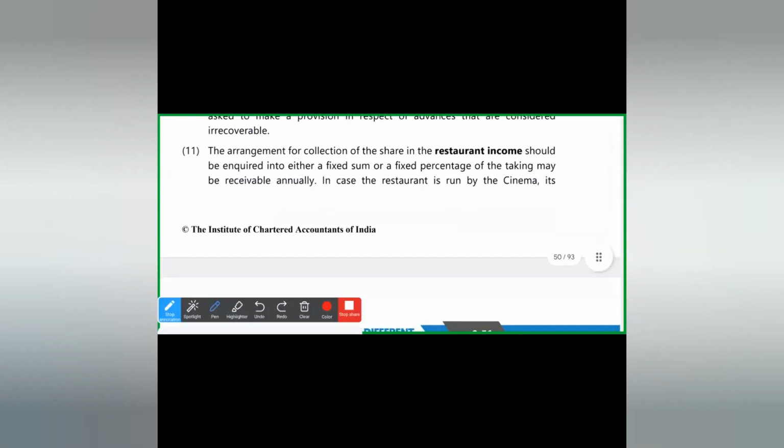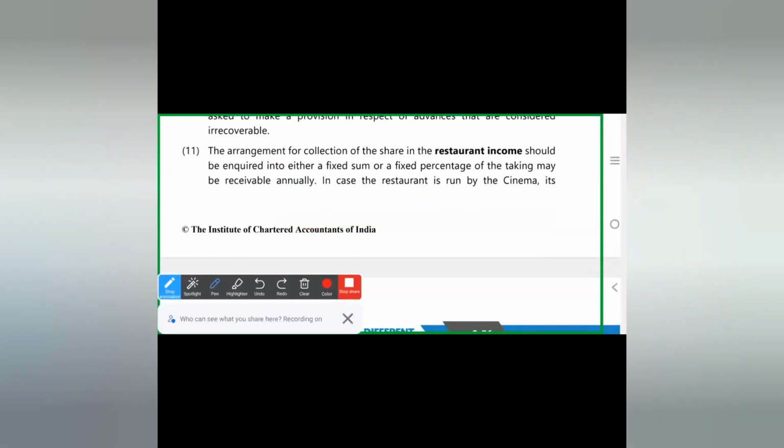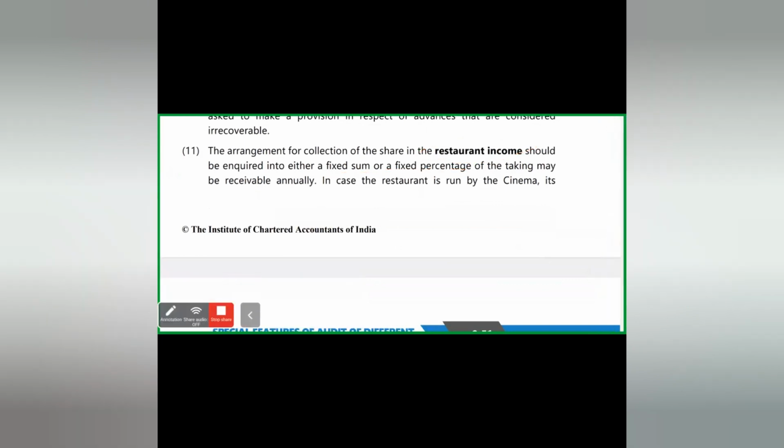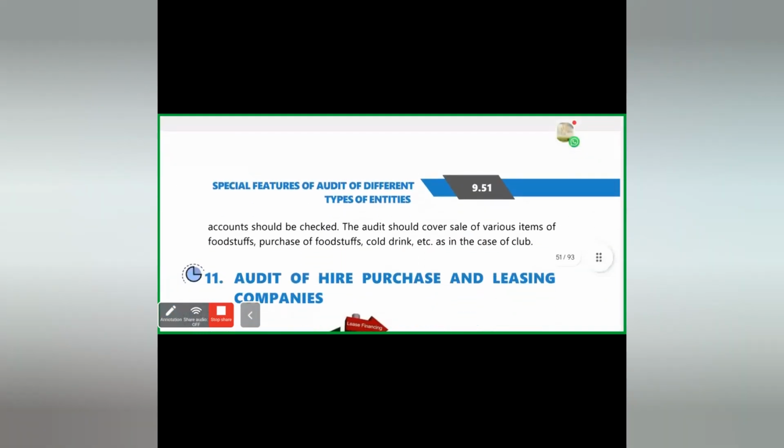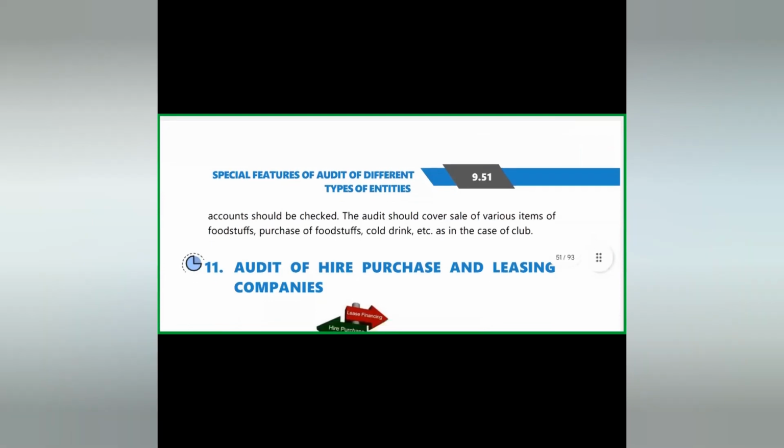Also, the arrangement for collection of share in the restaurant income should be inquired. Either a fixed sum or a fixed percentage of the takings may be receivable annually. Now, in case of a restaurant which is run by the cinema, its accounts should be checked. Audit should cover the sale of various items of foodstuffs, purchase of foodstuffs, cold drinks, etc., as in the case of a club.